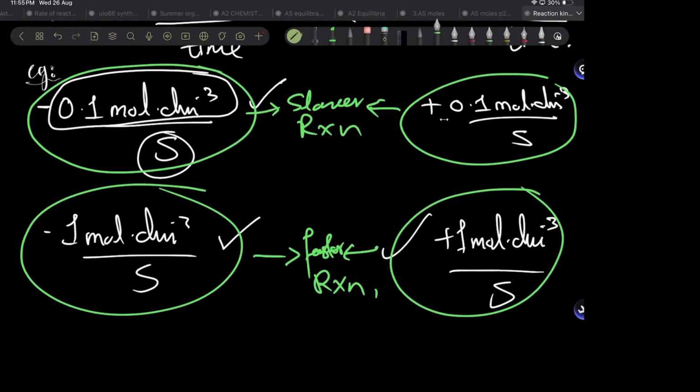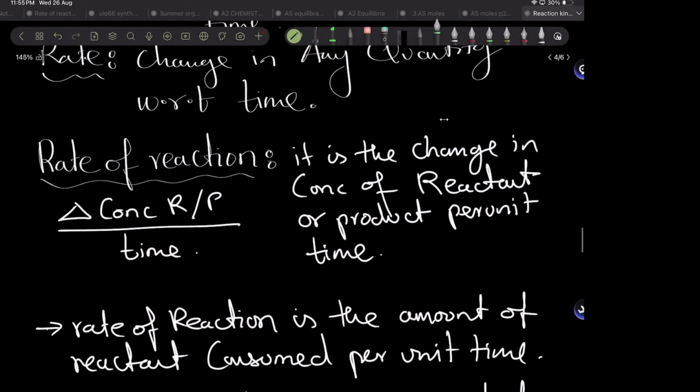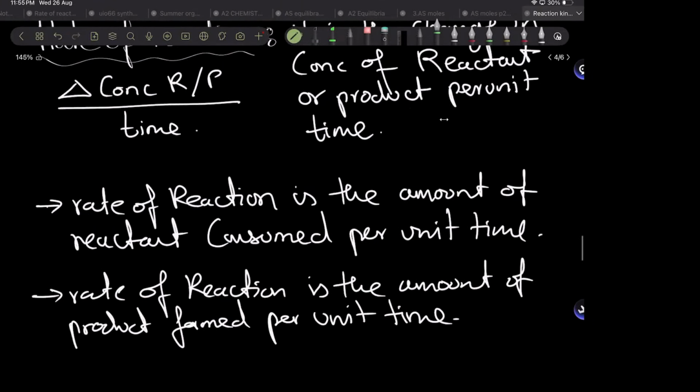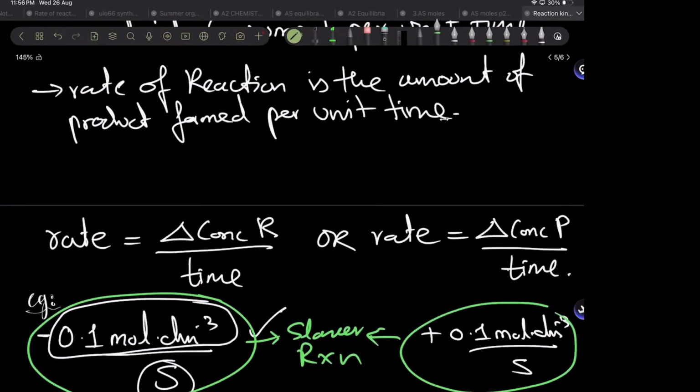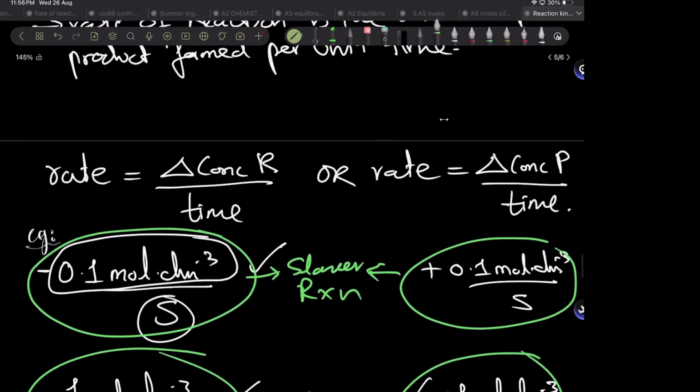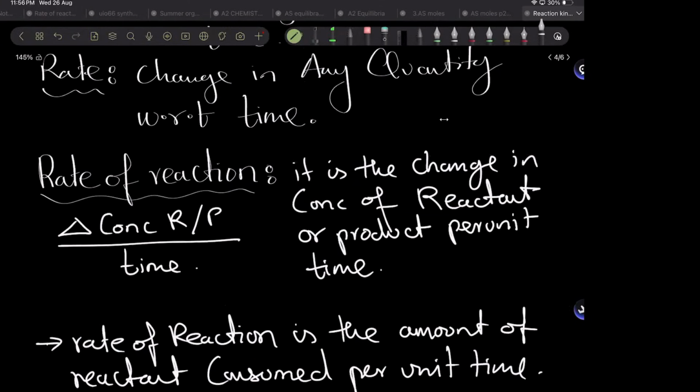So what is rate of reaction? It is basically the change in concentration of the reactant or the product per unit time. All right. Or if you stick to reactants, then it is the amount of reactant being consumed per unit time. If you stick to products, it is the amount of product being formed per unit time. Are we clear? So do you remember the equation for rate? This is rate of reaction. I'll write ROR. This is rate of reaction and it's equal to the change in concentration of reactant per unit time or the change in concentration of product per unit time. Either one of those. All right.